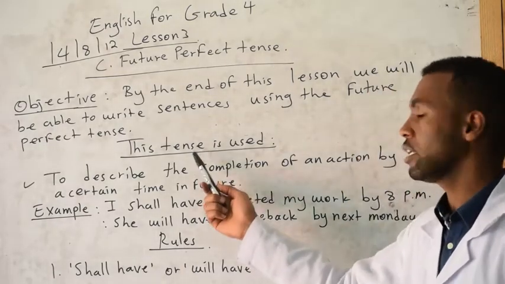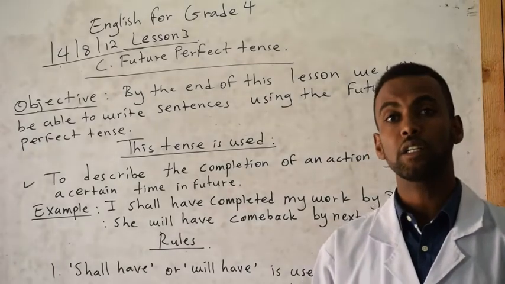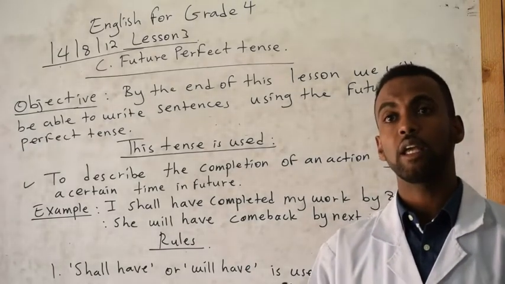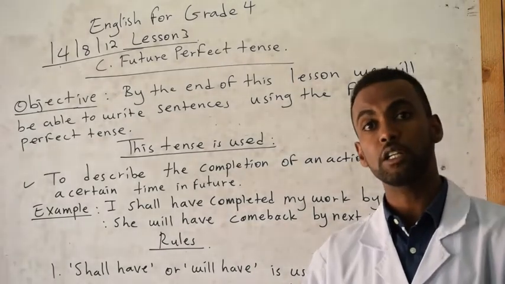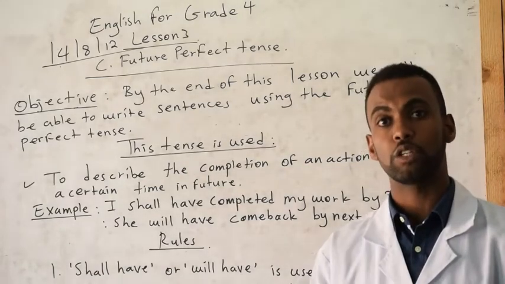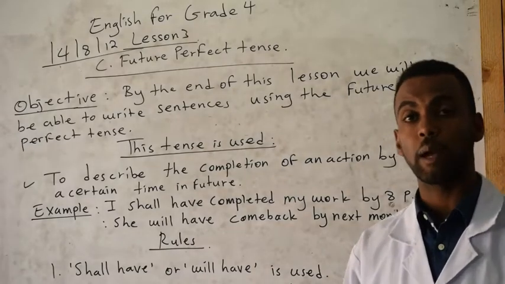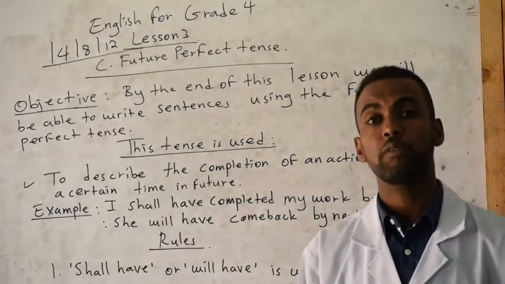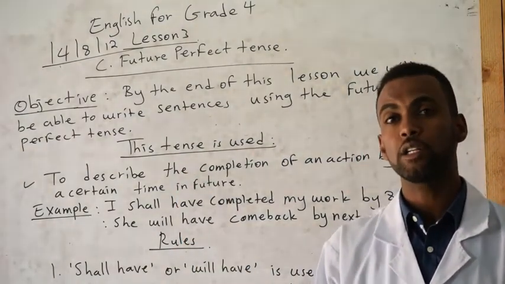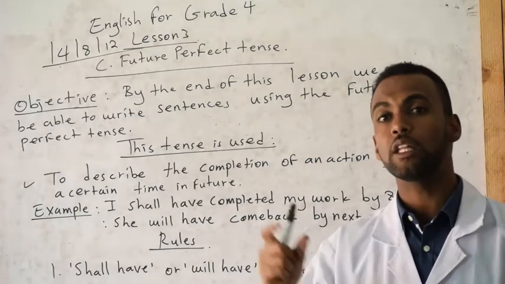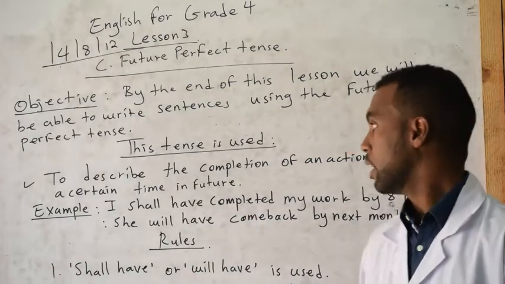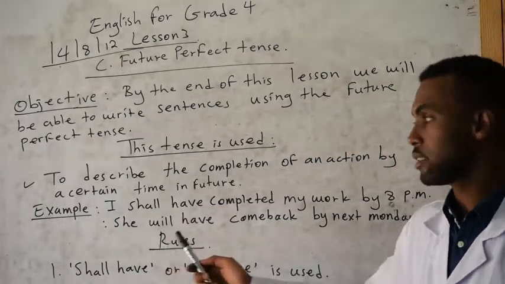Future perfect tense is used to show an action that will take place in the future and the completion of an action that will take place in the future. That is the usage of future perfect tense. I'm going to repeat this one. Future perfect tense is used to show an action that will be completed in the future. Okay? Let's see some examples.